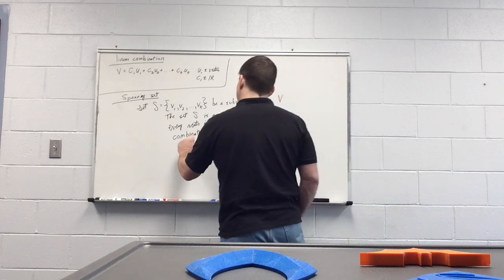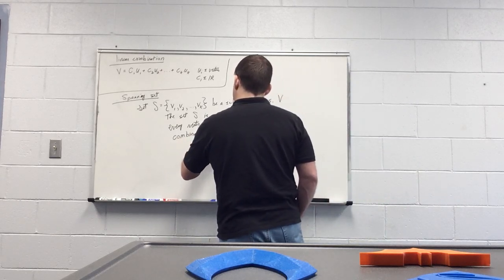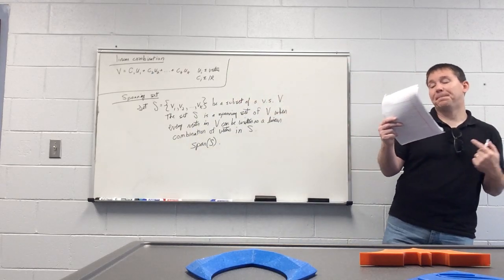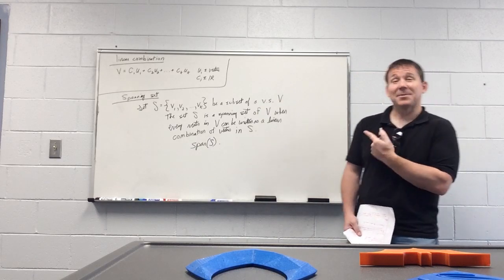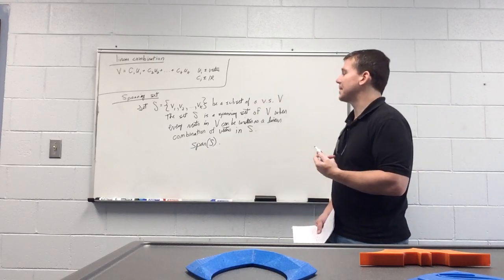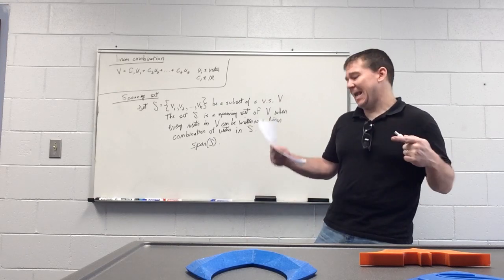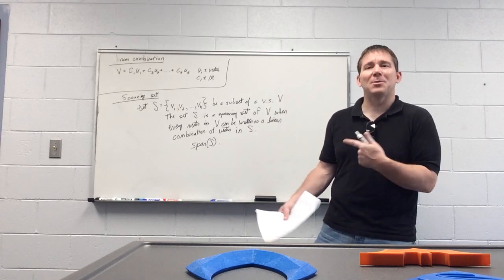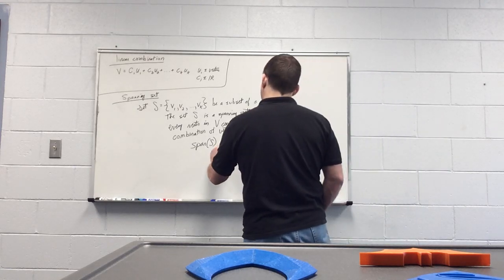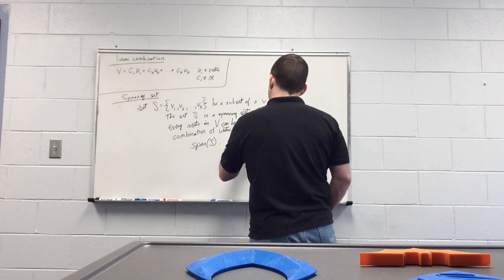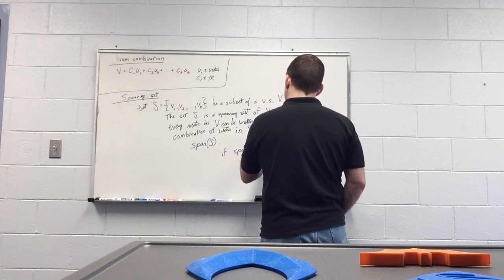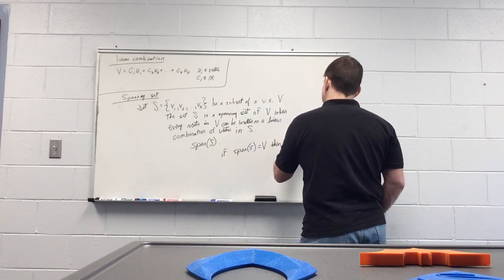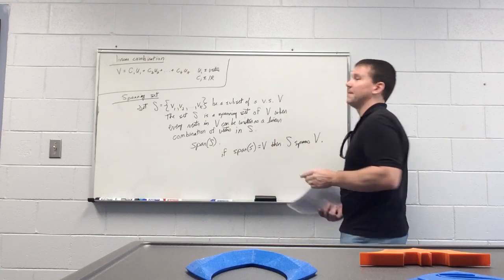The actual notation for this, we say span of S. There are different ways to write it, but that's the way I'm going to write it. And as far as the terminology and the way we say things here, if the span of S is equal to V, then the way we actually say it is S spans V.